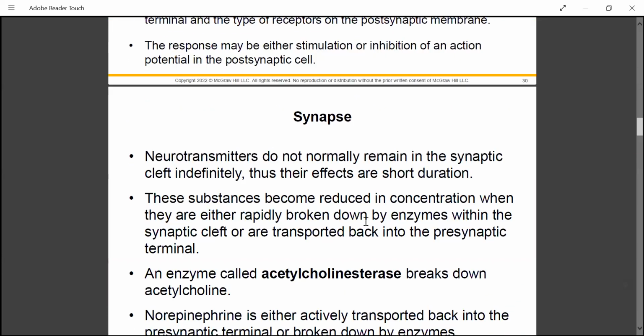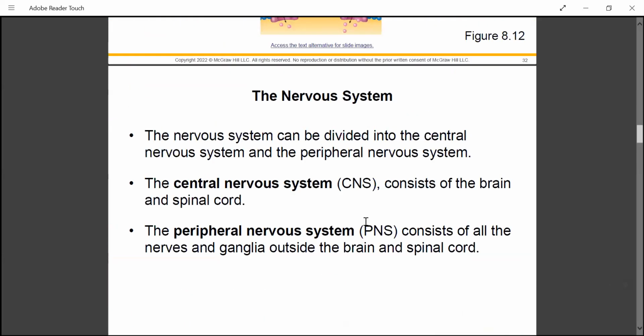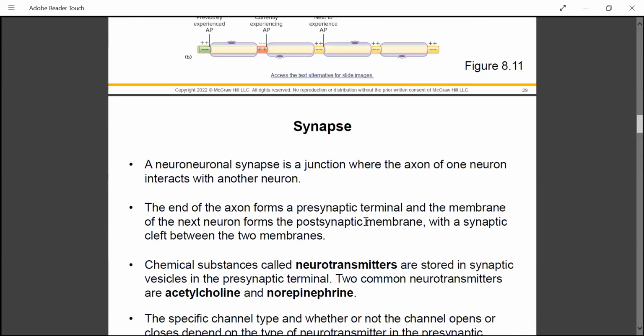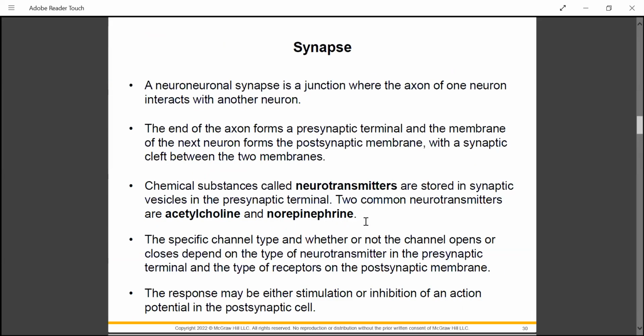Okay, last thing for this first part, we'll finish with the synapse. A neuroneuronal synapse is a junction or a connection where one axon of a neuron is going to interact with another neuron. Usually it's going to interact with the dendrite. So we're going to talk through the anatomy, or what's going on at this junction.